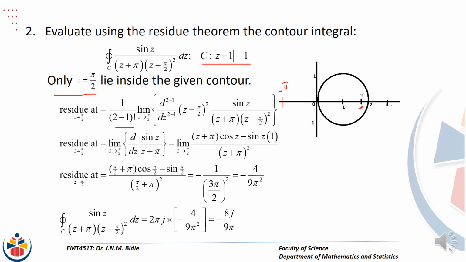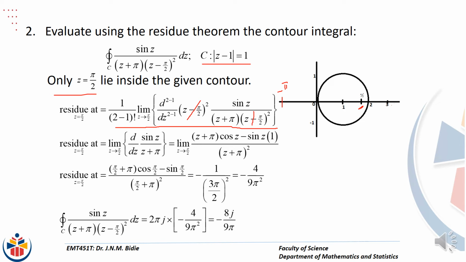We use the formula as it is, where our m is 2, so it's 1 over (m minus 1) factorial, and the derivative is of that whole function multiplied by the factor (z minus pi over 2) all squared, and it will be the (m minus 1)th derivative. So we evaluate that, and we delete the term, and we are left with sine z over z plus 1. And we differentiate that before taking the limit.